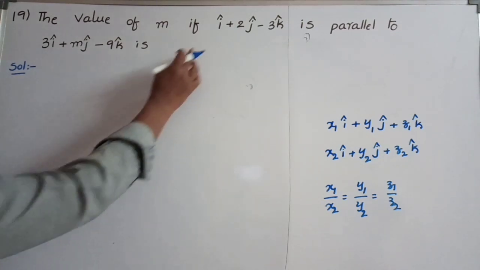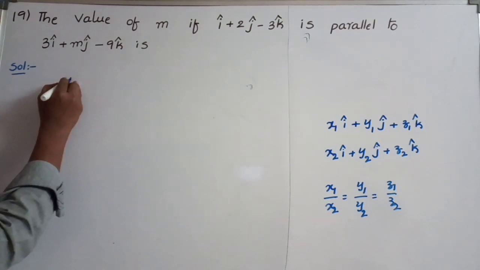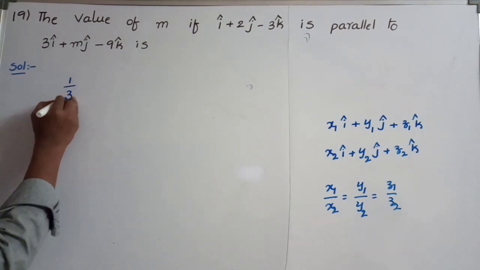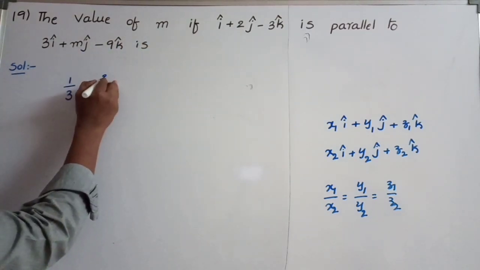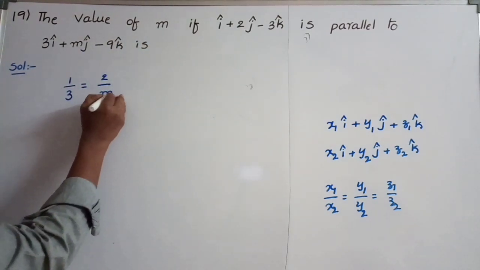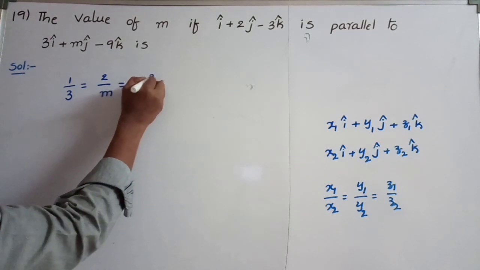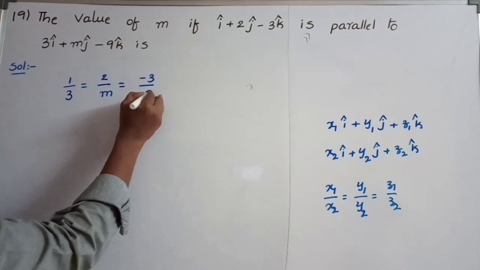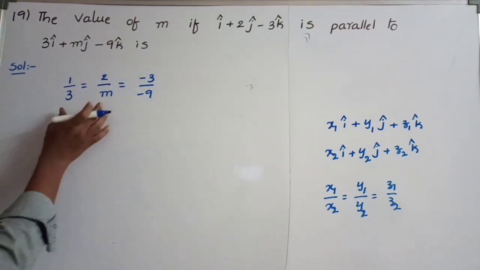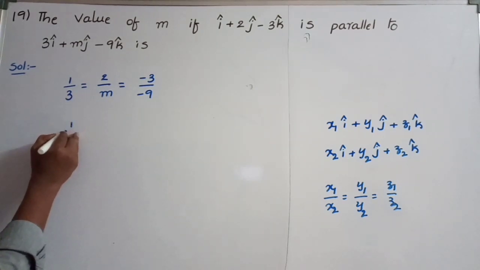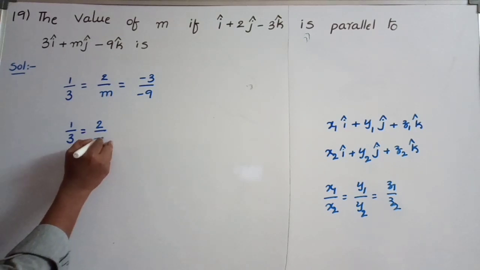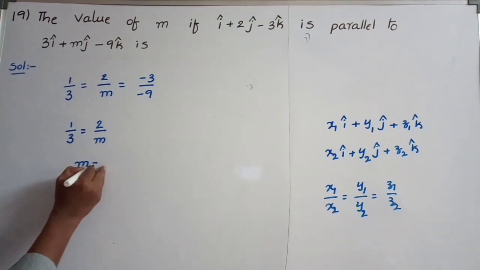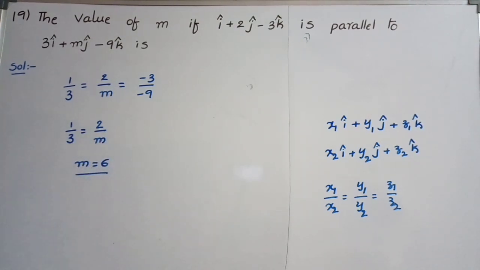In the same manner here, 1 divided by 3 is equal to the y coordinates ratio, 2 by m is equal to minus 3 by minus 9. Equate any two. If you equate these two, then we get 1 by 3 is equal to 2 by m, cross multiply, then we get m is equal to 6.